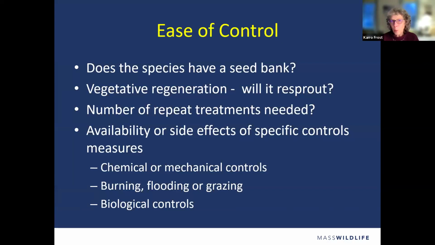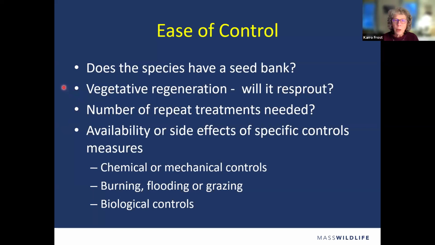One of the things you also might want to think about as far as the control goes is how easily can you control it? So does it have a seed bank? And will it have a long seed bank? Will you be pulling it for 7 years, like mile-a-minute? Some of them don't. Some of them, you pull them and that's it. You know, they're done.